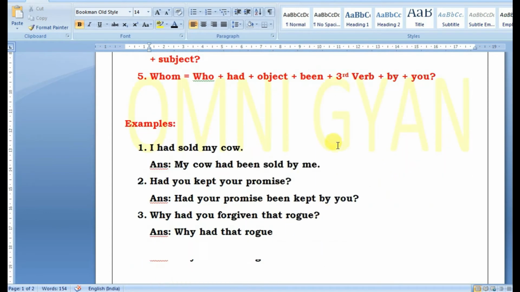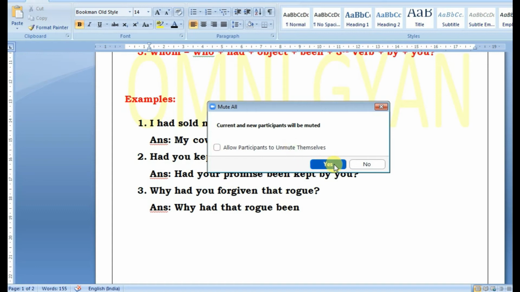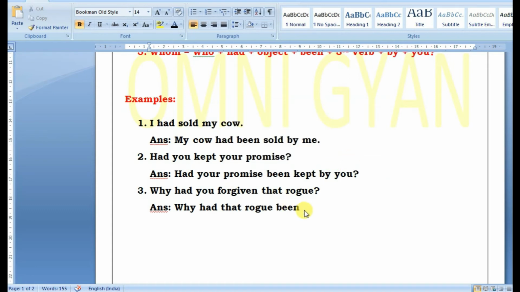And then after the object we have "been", so we are going to put "been". It simply follows the formulas. You do not need to do anything, you just need to follow the formula. You'll have to understand the sentence first, and then according to the sentence you have to apply the formula. Okay, so why had that rogue been.